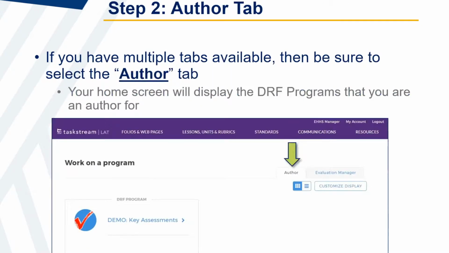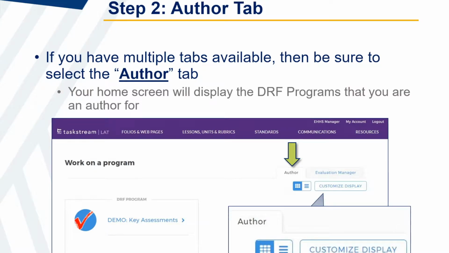Step 2. Author tab. If you have multiple tabs available, then be sure to select the Author tab. For most of you, this will be the only tab and therefore it will open by default. Your home screen will display the DRF programs that you are an author for. You can customize this display by clicking the Customize Display button located in the top right corner.